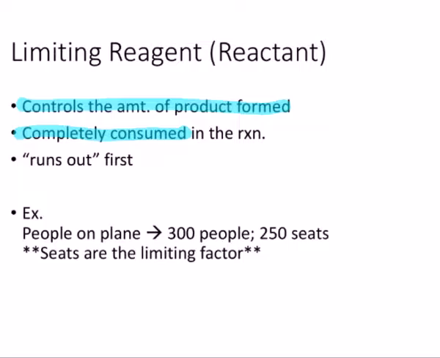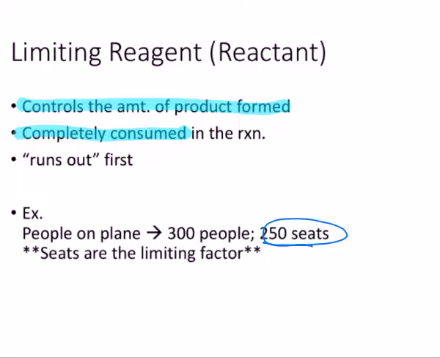All right? It's the one that runs out first. So, kind of the classic example, you guys did this with nuts and bolts on Friday. But if we had 300 people and 250 seats, which is our limiting reactant? The seats, right? Because they're going to run out first. The seats would be the limiting factor. So that's identifying our limiting reactant.